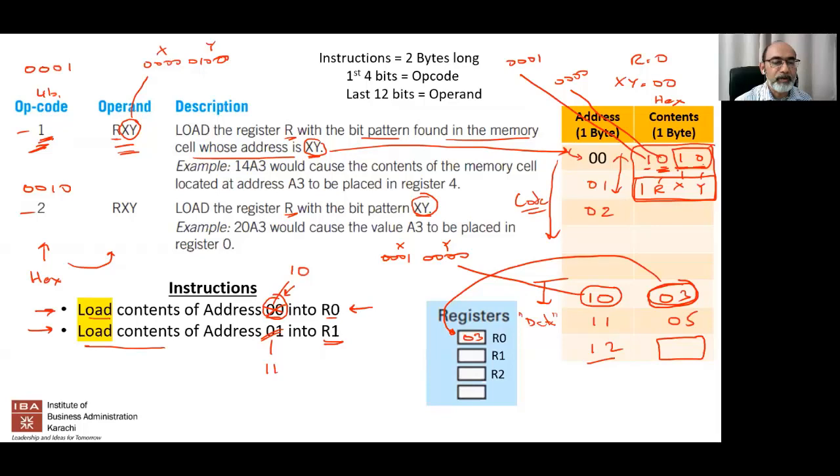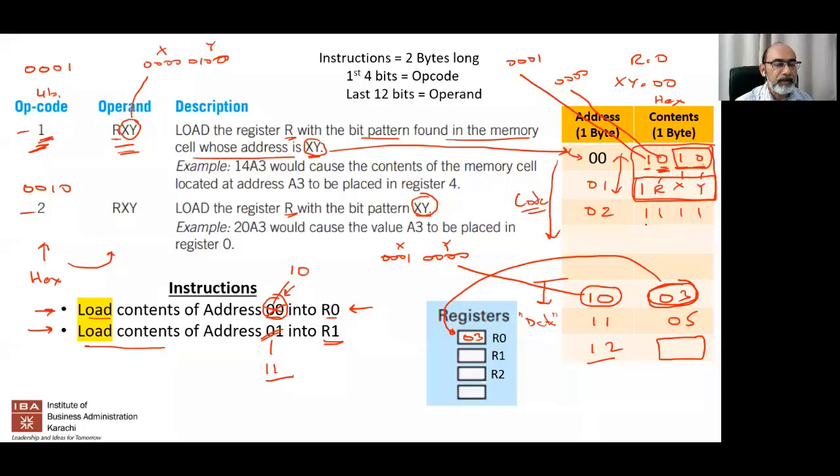Let's see if somebody can tell me what would be the machine code. And this is all referred to as machine code when you're writing it in this way. So can you tell me what would be the symbolic or the machine code for the next instruction? Load contents of address 11 into R1. Which opcode will we use? G mouse? 1111. Okay, interesting. Okay, so let's see what that does.